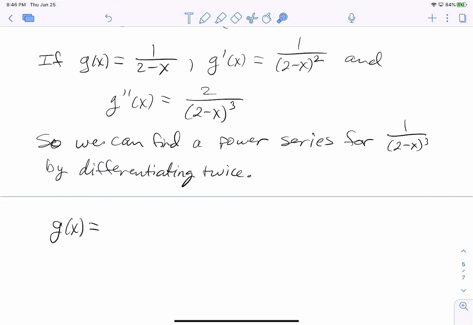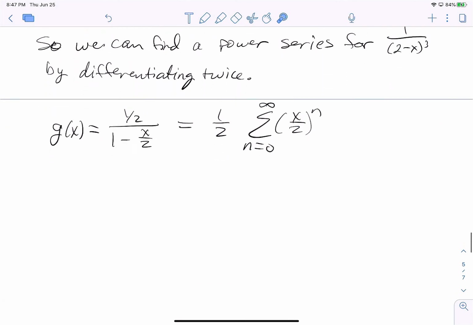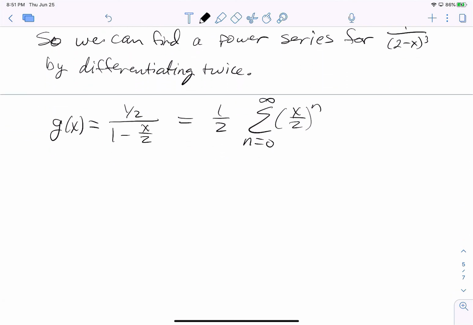So we end up with a 1 minus down there in the denominator. So g of x is equal to 1/2 divided by 1 minus x over 2, which we know is equal to 1/2 times the sum as n goes from 0 to infinity of (x over 2) to the n. We are replacing the base of x in our foundational example that we were looking at in some other videos.